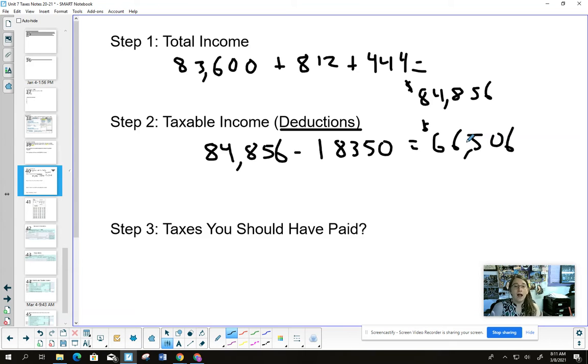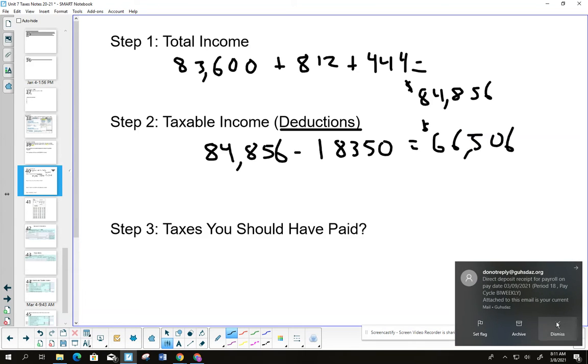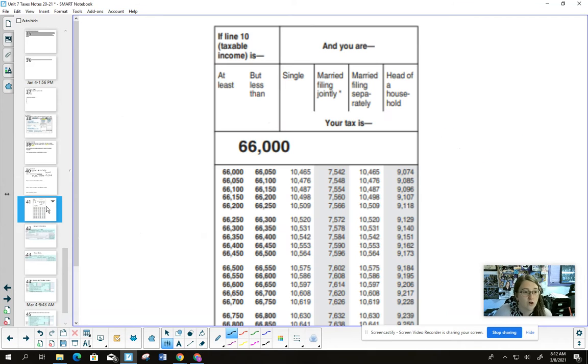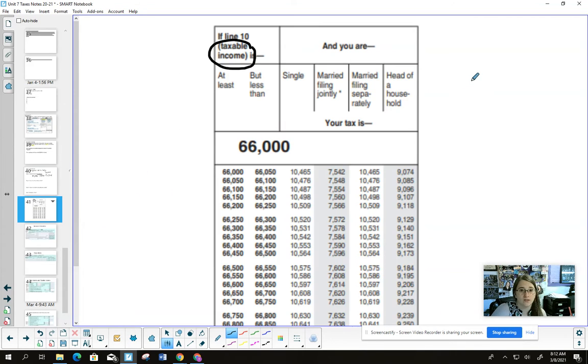Now that we know how much is actually going to be taxed, now we can figure out the taxes that should have been paid. Because again, this is what's getting taxed. We can then go to the tax table, right? Once we know the taxable income, then we can go to this tax table. So you do have this in your notes if you have your notes. Here's our taxable income, 66506. I'll copy it over here. And she is head of household.